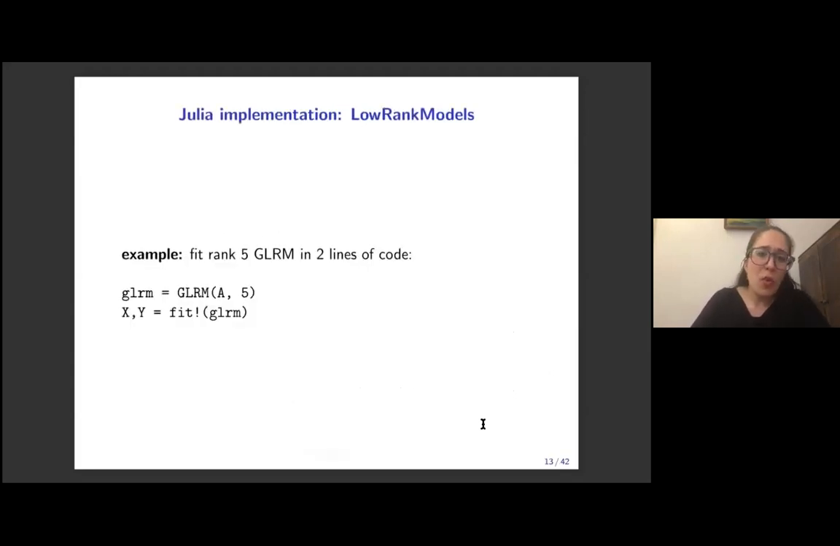Okay, so it's kind of fun. This Julia implementation is called low-rank models. It has all these loss functions. You can choose between them. You can decide exactly what you want, or if you don't want to make any decisions, we've got some default loss functions and regularizers for you to use, and you can use those to fit a generalized low-rank model in 2 lines of code. You say, please give me a generalized low-rank model on my data frame with rank 5, and then you fit it. And it'll give you the X and Y. You can also call impute or impute missing, and it'll impute the missing values. We tried to make it easy to use.